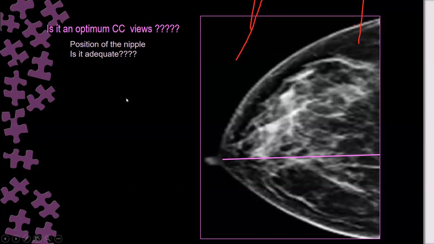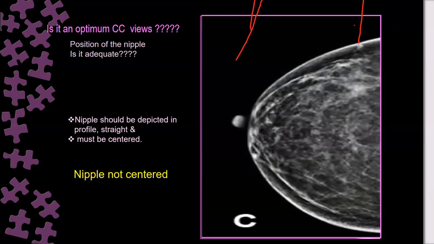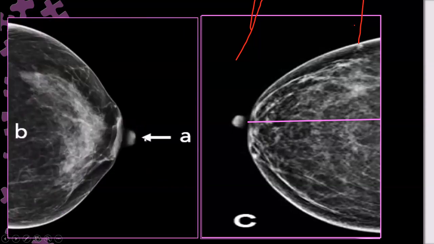Look for the posterior nipple line, dividing into 1/3 and 2/3. Inadequate parts here, as if it is an extended lateral view. So it is not central, and here also. The upper part is smaller and the nipple is also not central. Here it is tilted laterally. In the previous one it tilted medially and here it tilted laterally. If we compare, it has to be here at the center.